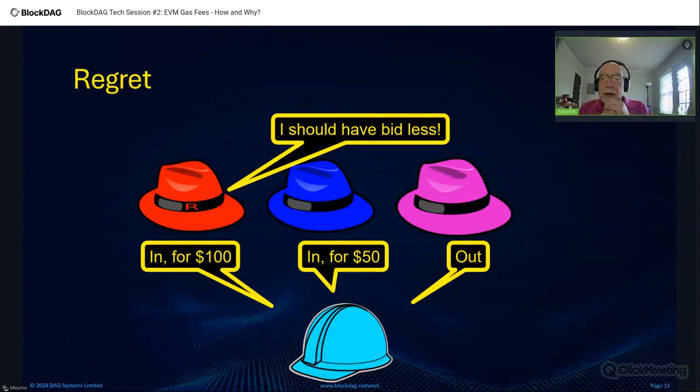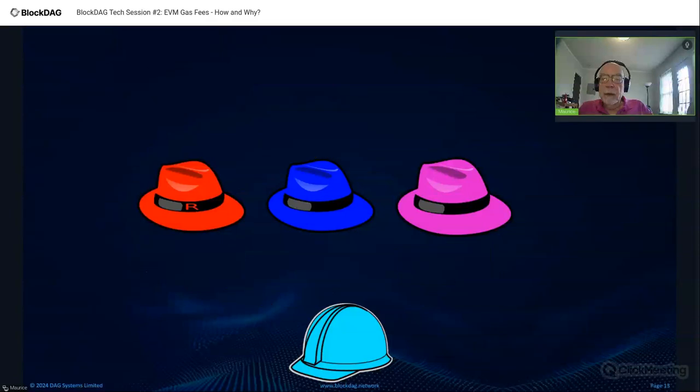The red client realizes that they could have bid less and still gotten a slot on the blockchain. If only I knew then what I know now, I would have done something different, is called regret. So a problem with this is that you might overbid in your ignorance of other people's bids.